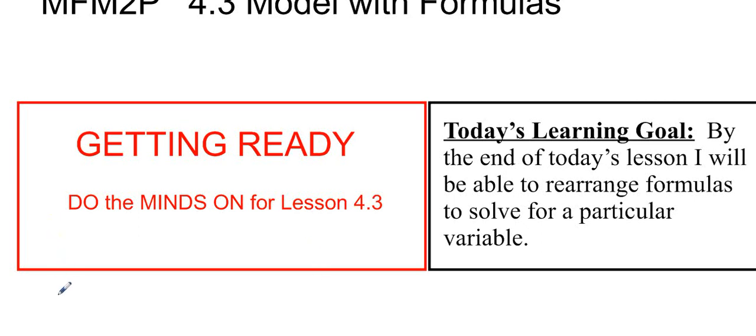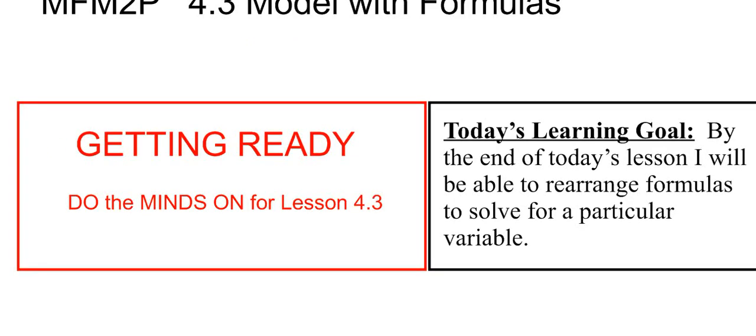Okay, so good morning. We're going to do 4.3 today, model with formulas. And if you haven't done so already, please do the minds on for lesson 4.3. And if I forgot to tell you to change the numbers, I'd like you to change the minus 10 to 49.28 so that your numbers work out a little better. Okay, so go ahead if you haven't done the minds on already and do that, please. And I'll get back to that in a second.